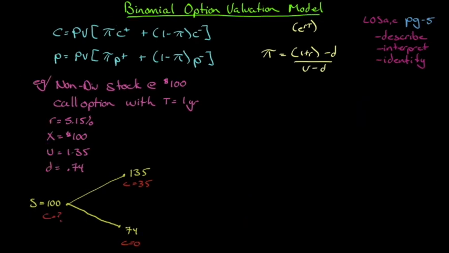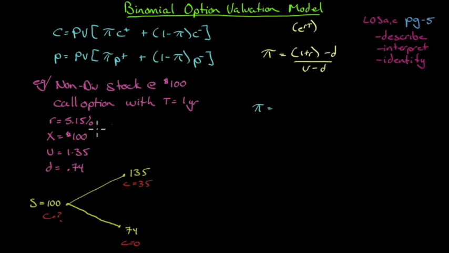Okay, same problem. Except now, let's solve it a different way, a more direct way. We're going to solve it as the present value of the future expected value of the call. So let's have a look at that. First thing we need is the probability of an up move. And that probability can be solved with this formula.